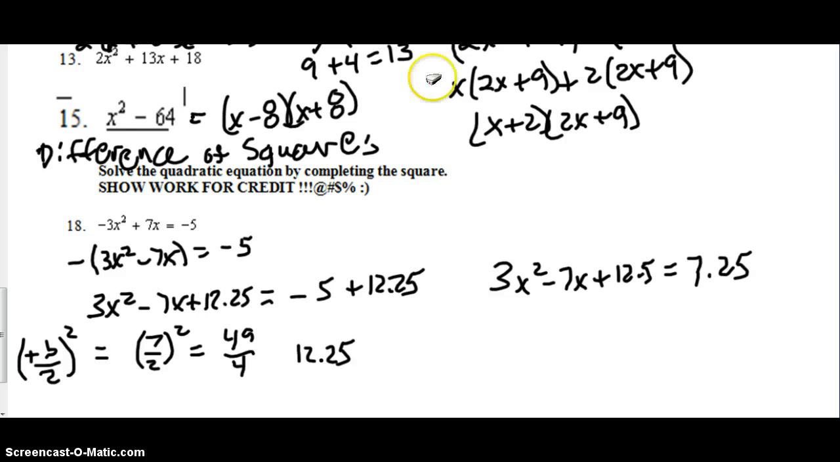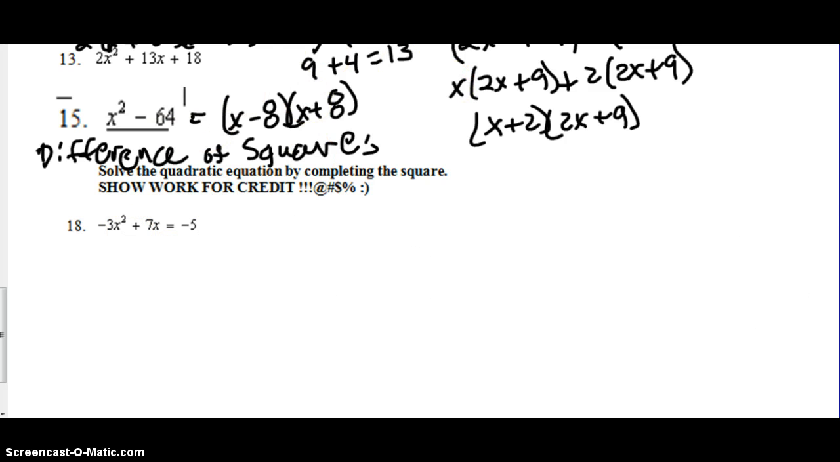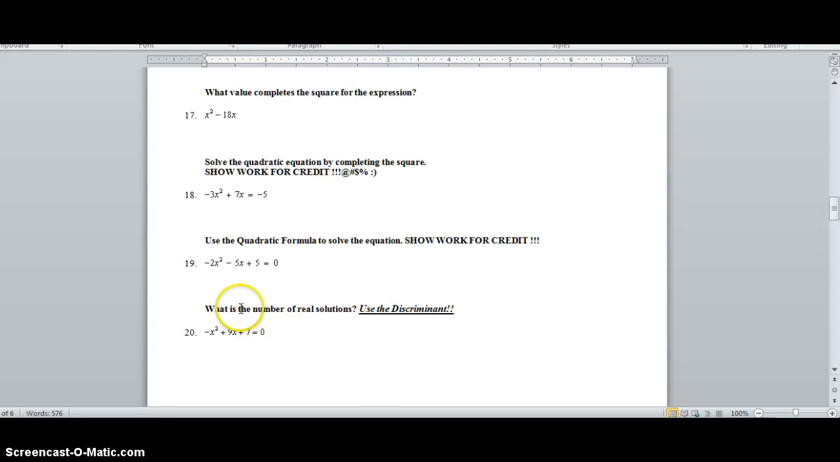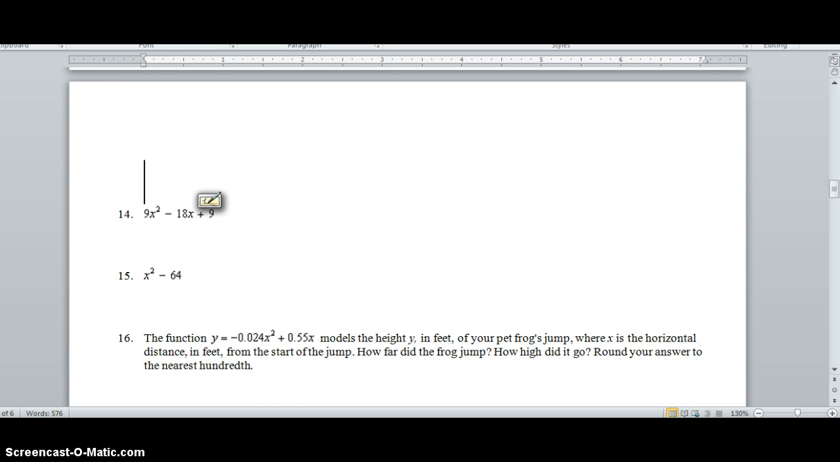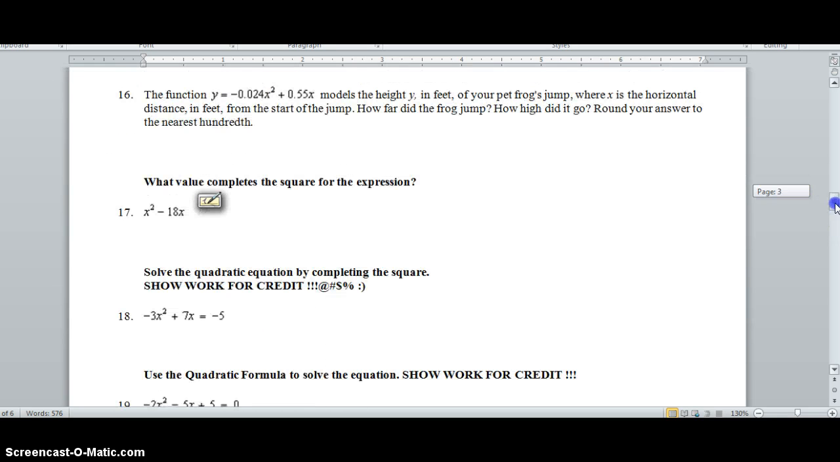Okay, a slight technical difficulty here. I'm going to go ahead and erase that. And I want to take a look at a different completing the square problem. I want to take a look at this one right here. There we go. It's number 17.